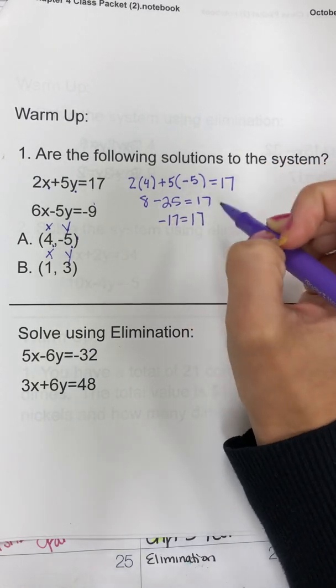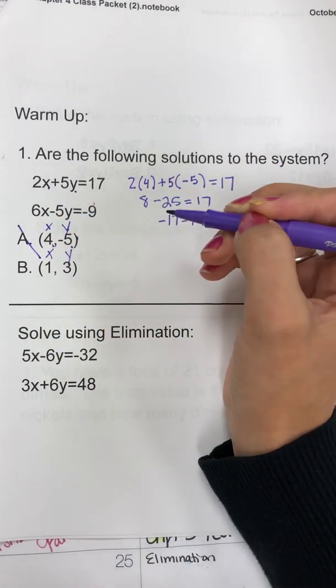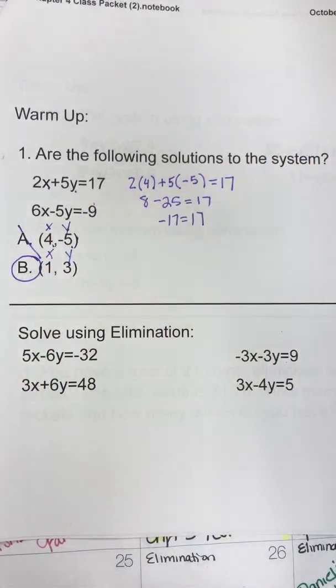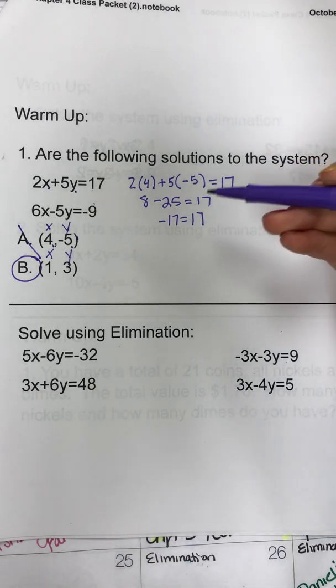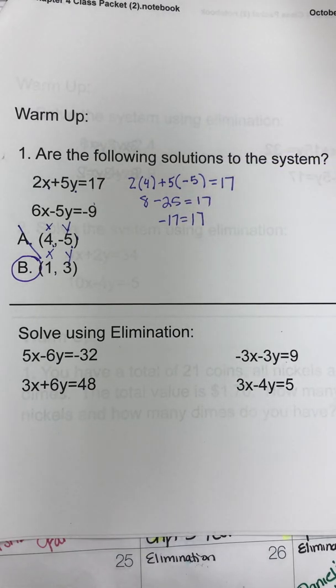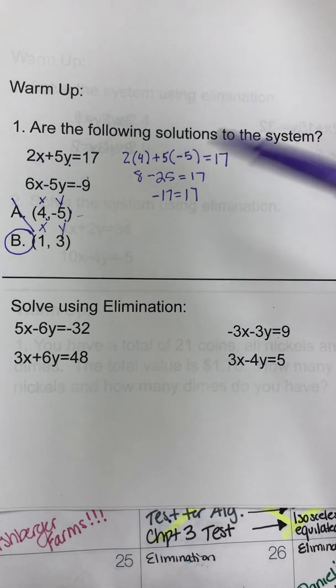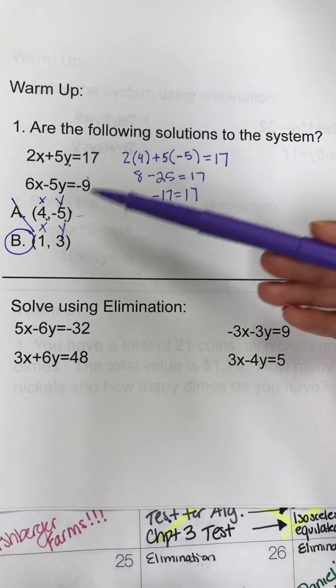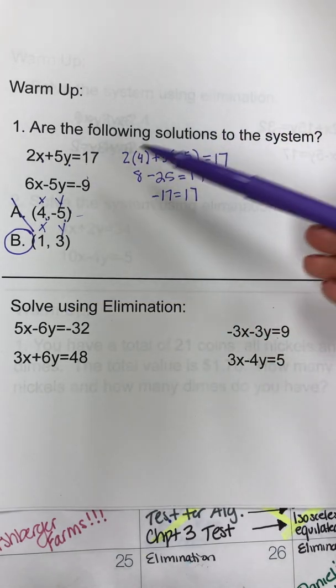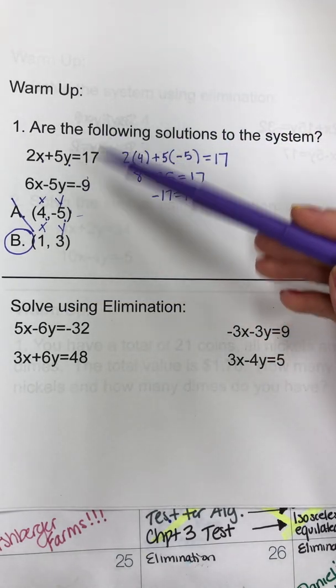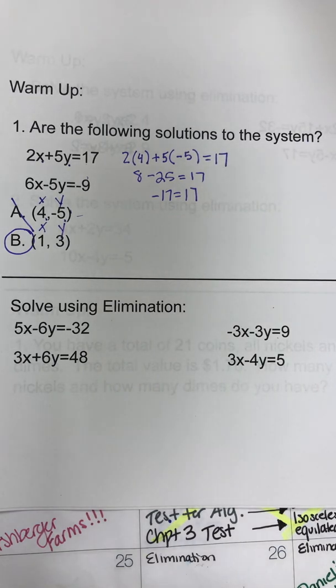-17 does not equal 17, so that means this cannot be an answer, so B would be your answer. Okay? Because again, that's not a true statement, so that means A could not be a solution to this system. So B would have to be your answer. So I'm just showing you for number 1 that when you have options, to plug those numbers in for x and y into either equation and see if it works out. Meaning see if it makes a true statement or not.